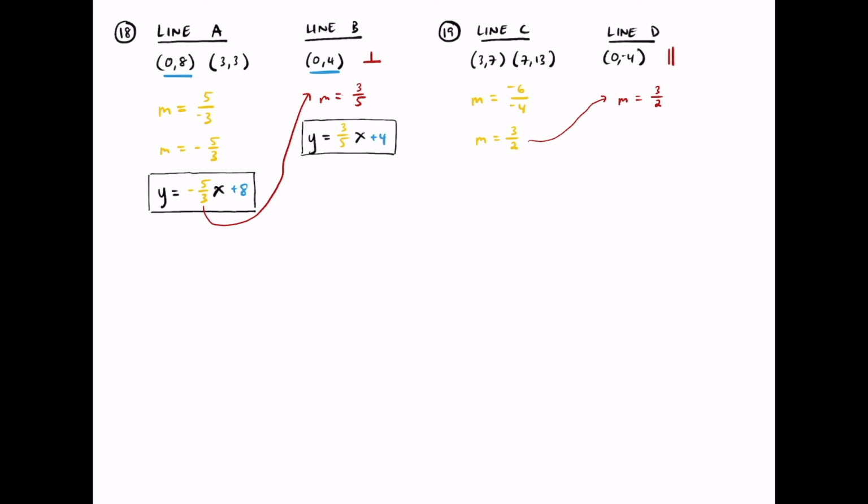If that's the case, we can go ahead and write the equation for line D right away because this (0, negative 4) actually is the y-intercept. So we can go ahead and write over here that y equals 3/2 times x and then minus 4. This would be the equation of a line for line D that is parallel to line C but goes through the point (0, negative 4). All right, so this was the equation we were looking for in number 18. And this is the equation we were looking for in number 19.